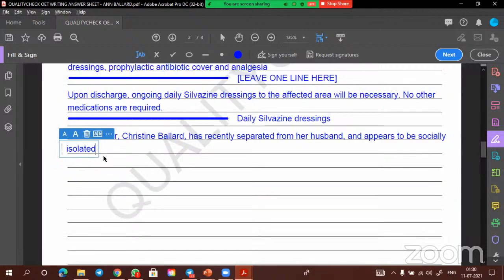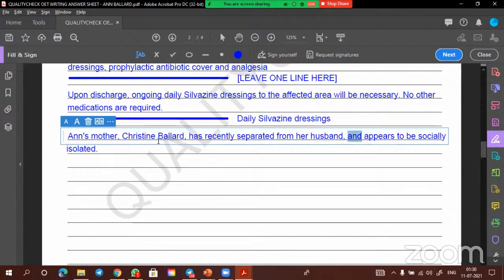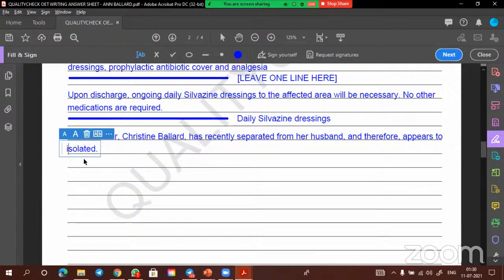Isolated. Right. So this is how you make this a complete sentence. Two things together, you are joining them with "and" because they are related. Anne's mother, Christine Ballard, has recently separated from her husband, and therefore, you can use "therefore" if you want. Therefore, how you can add it, I am showing you. And therefore, comma, appears to be socially isolated.